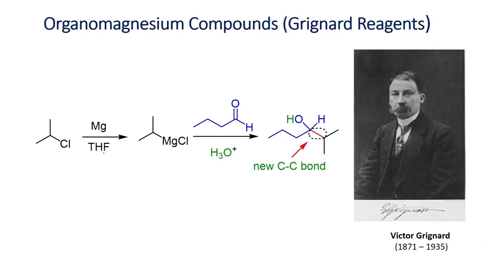An example shown here, the isopropyl chloride undergoes reaction with magnesium to give this isopropyl magnesium chloride, which leads to 1,2-addition with this aldehyde to give this secondary alcohol as the product, where you generate a new carbon-carbon bond between this carbon of the isopropyl chloride and carbonyl carbon, which is shown in red color.